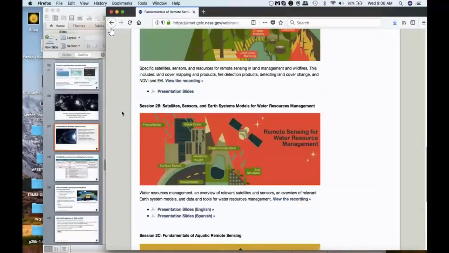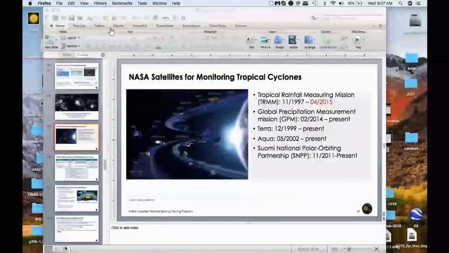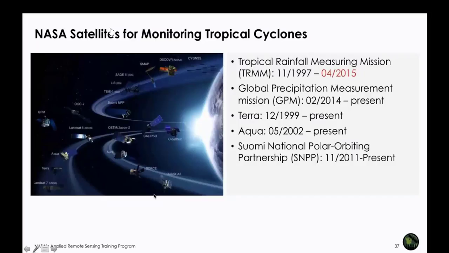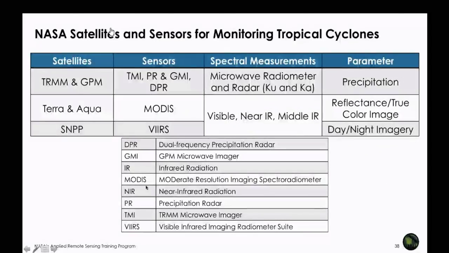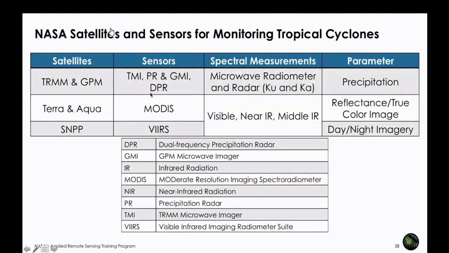So at this point, I just want to take a couple of seconds just to go to ARSET website and show you this session 2B in the Fundamentals of Remote Sensing session. If you have not already seen this, here is where you will find all the information about the satellites and sensors that we will be talking about today. So these are the sensors flying on satellites we just talked about.